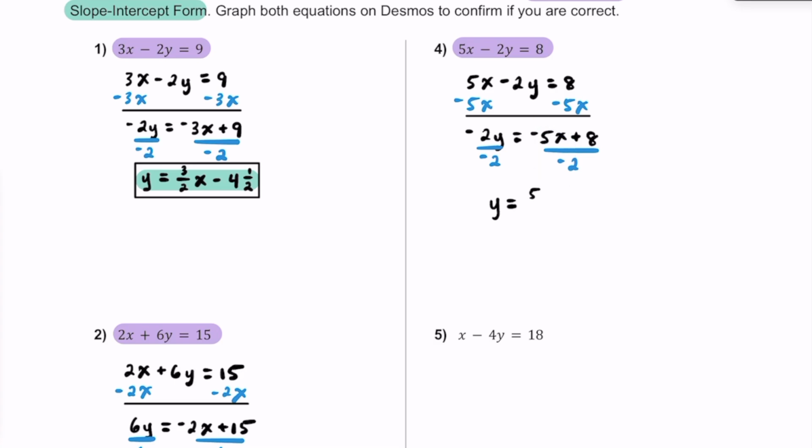So our slope here is going to be 5 over 2. That's going to be our ratio for vertical change to horizontal change. And then for our y-intercept, we have a positive 8 divided by a -2. That's going to be a -4. So we could write plus -4, or we can just write -4 here. All right, this would be our linear equation written in slope-intercept form.